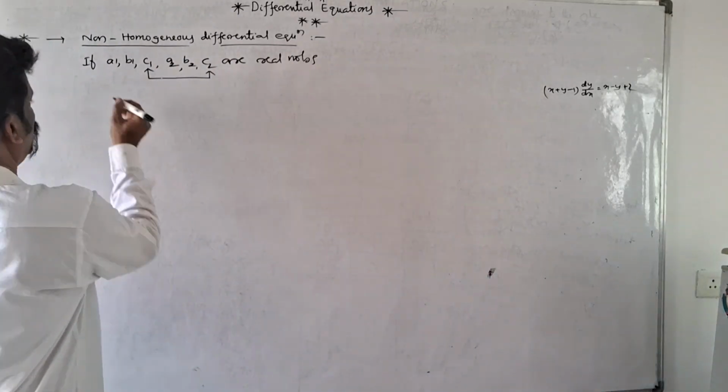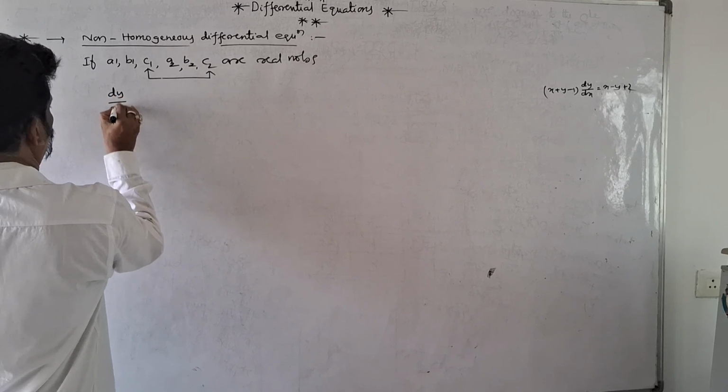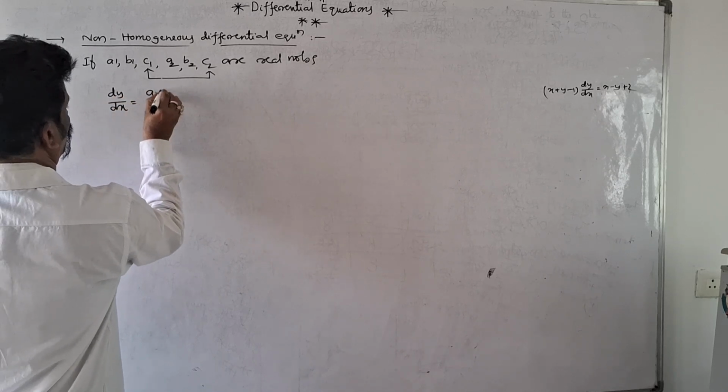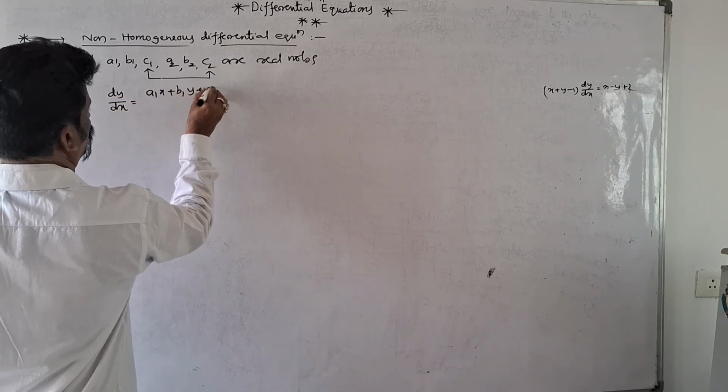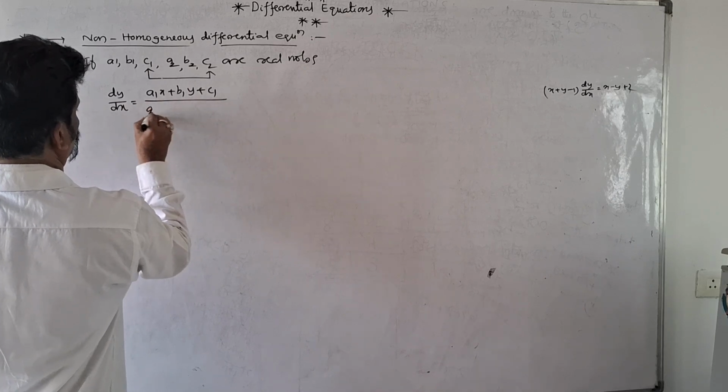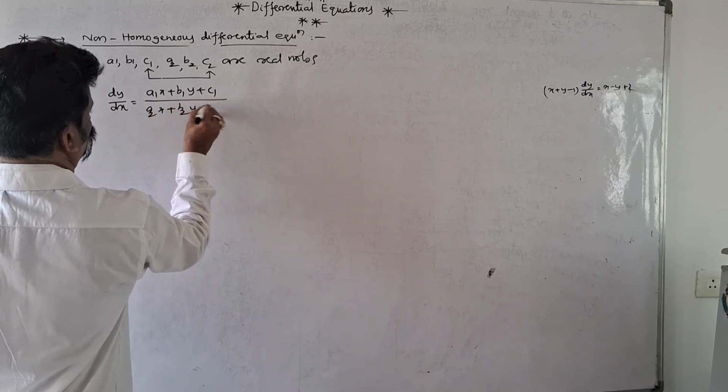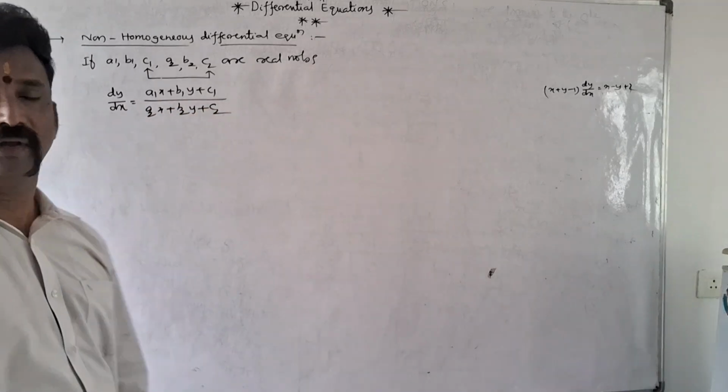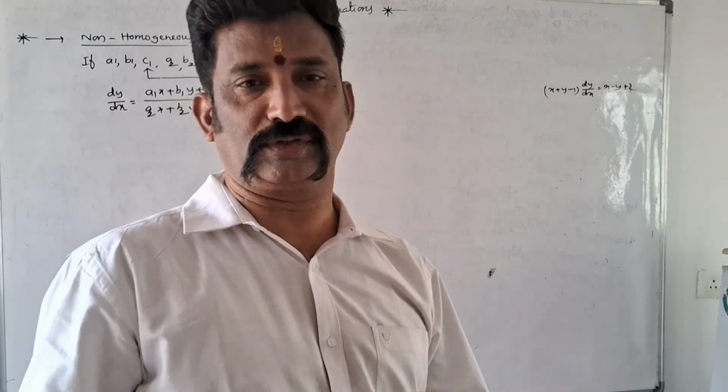Okay, then dy by dx is equal to a1x plus b1y plus c1 by a2x plus b2y plus c2 is called non-homogeneous differential equation.